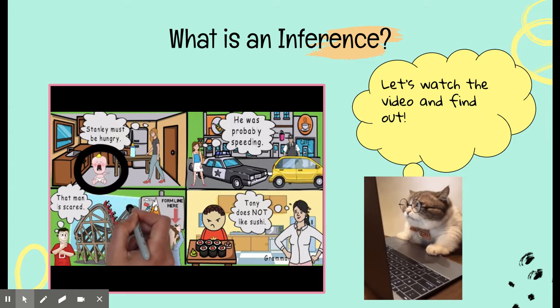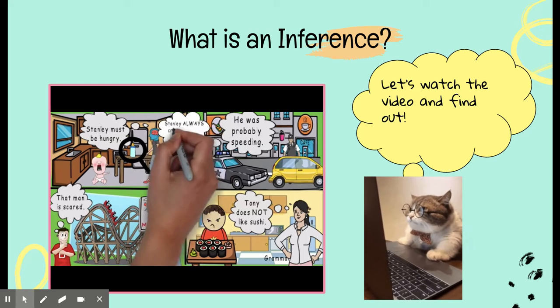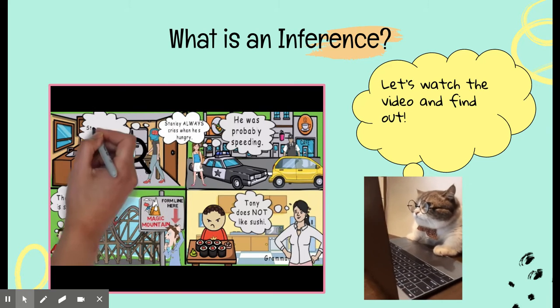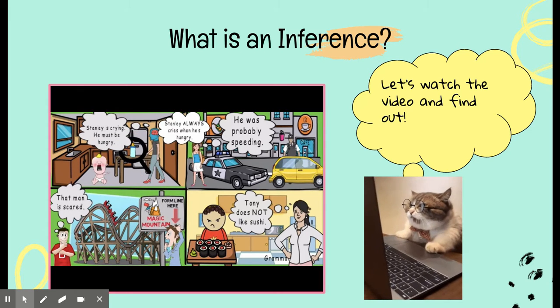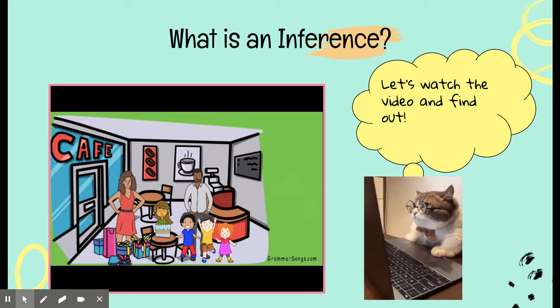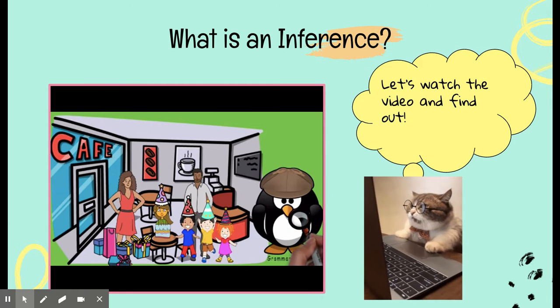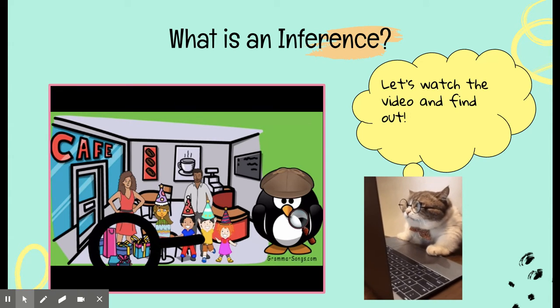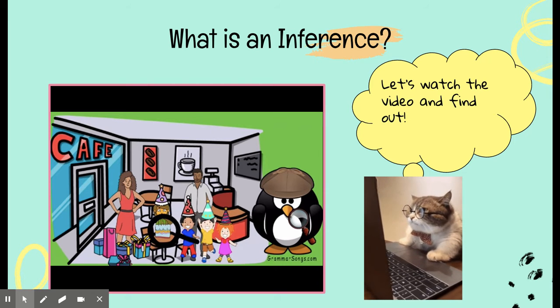In everyday life, people combine the clues they see with their prior knowledge. Stanley always cries when he's hungry, to form an inference. Stanley is crying. He must be hungry. What inference could you make if you walked into this cafe, Detective Waddle? What clues do you see? I see party hats. I see presents. I see happy children. And I see a cake with candles.